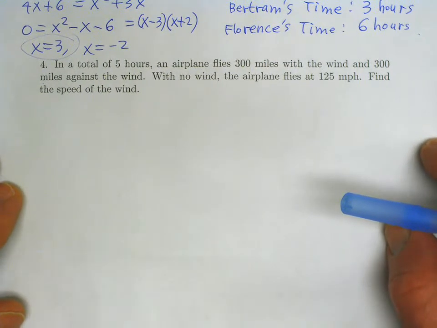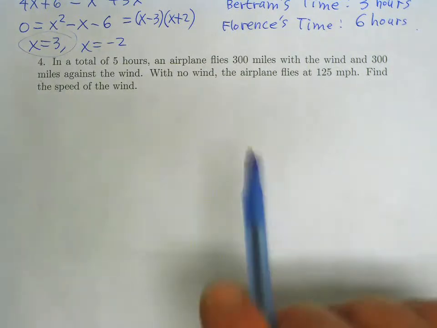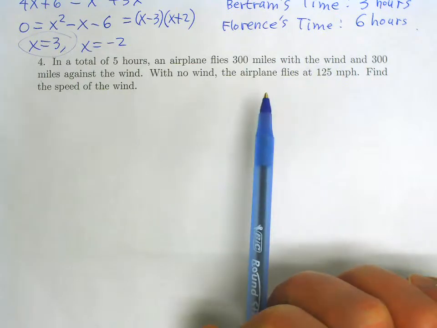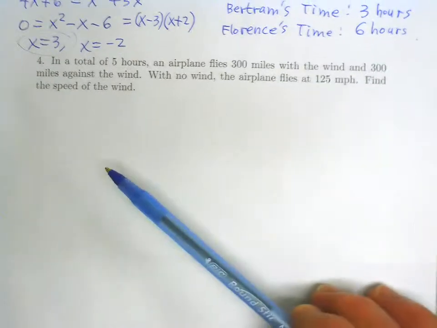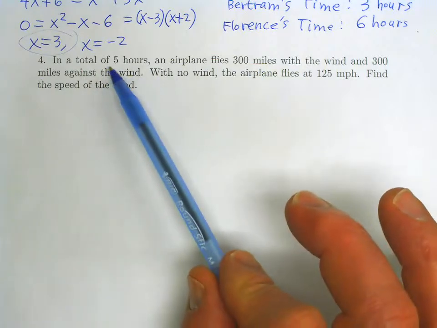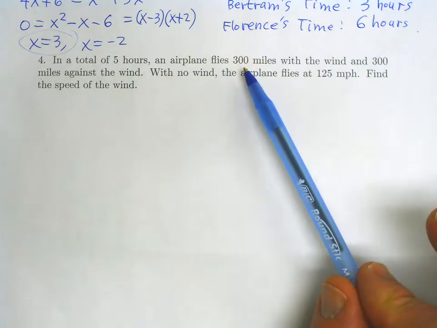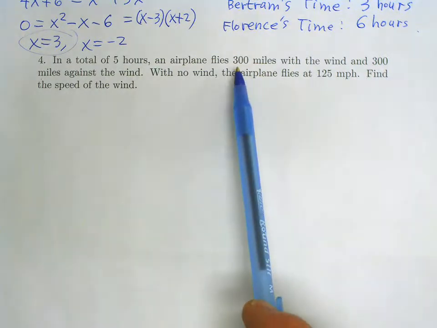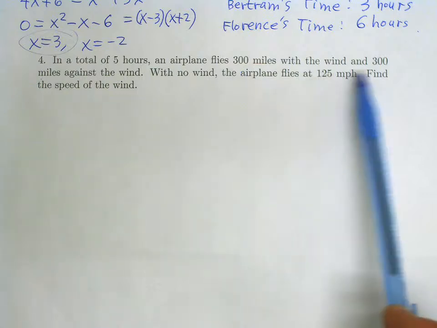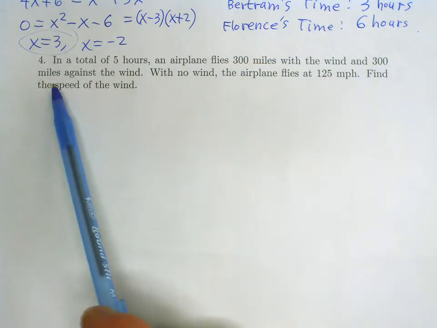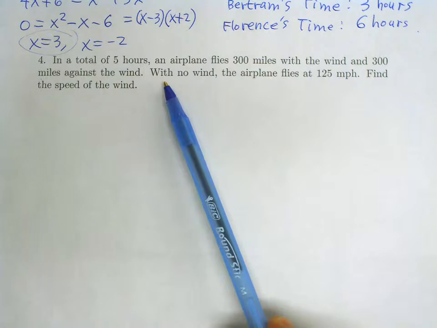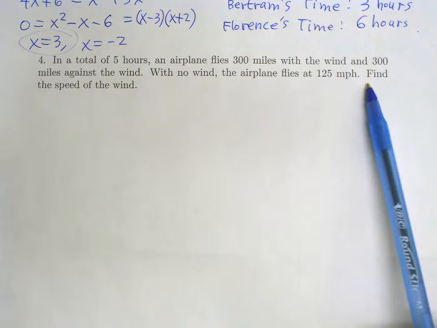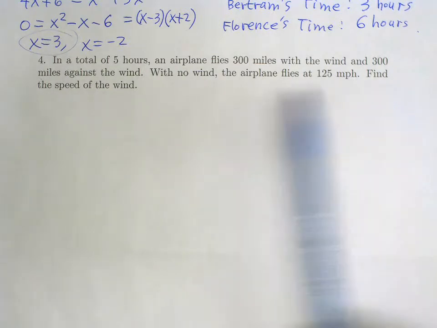Okay, in a total of 5 hours, an airplane flies 300 miles with the wind and 300 miles against the wind. So what this means is that during a 5-hour period, the airplane flew a total of 600 miles, but half of it, 300 miles, was with the wind, and the other half was against the wind. If there is no wind, the airplane flies at 125 miles per hour. So we're going to find the speed of the wind.